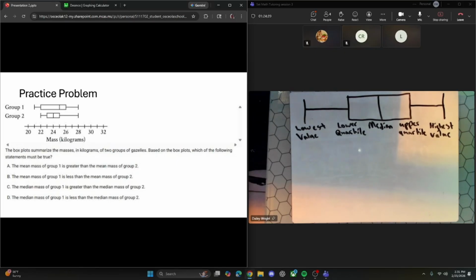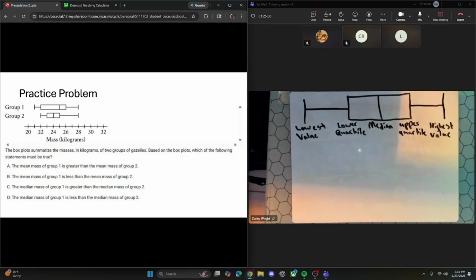The box plot summarizes the masses in kilograms of the 2 groups of gazelles. Based on the box plots, which of the following statements must be true? The mean mass of group 1 is greater than the mean mass of group 2. The mean mass of group 1 is less than the mean mass of group 2. The median mass of group 1 is greater than the median mass of group 2, or the median mass of group 1 is less than the median mass of group 2.